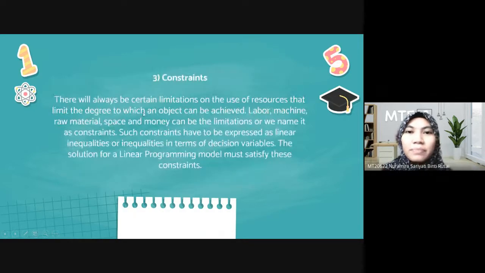And then the third is constraints. There will always be certain limitations on the use of resources that limit the degree to which an objective can be achieved. The examples of constraints are labor, machine, raw material, space, and money. Such constraints have to be expressed as linear inequalities. And then when we solve the linear program, the solution must satisfy these constraints.